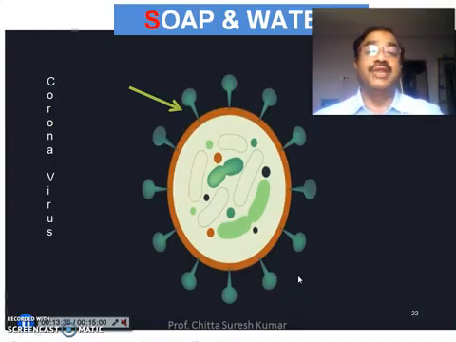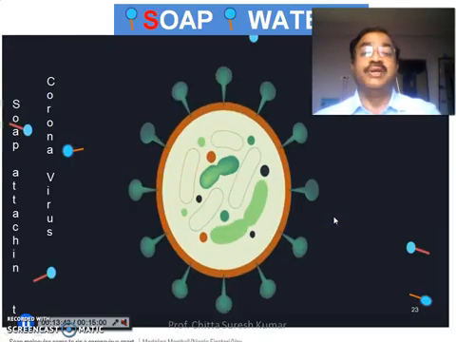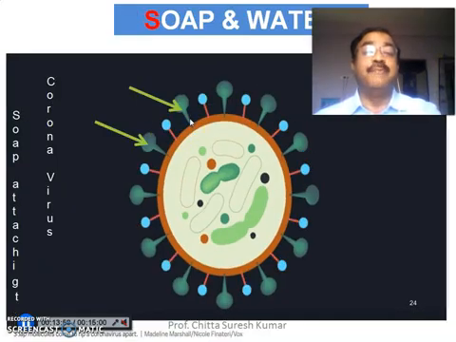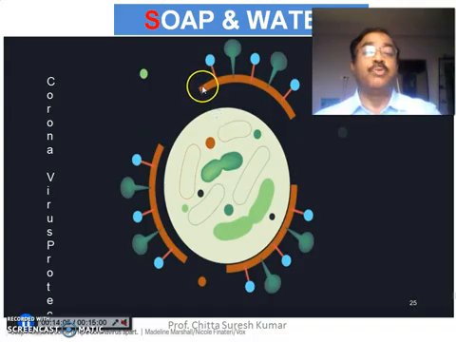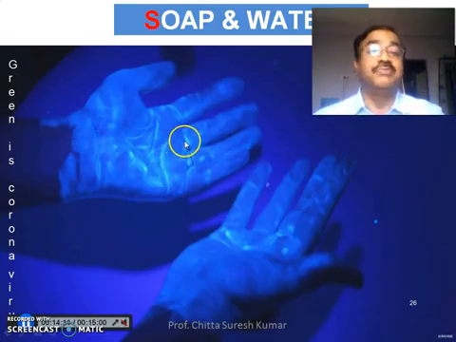Now this gives you a very important point: how simple soap and water gets rid of COVID, the dreadful COVID. This is the COVID virus, and these are the spikes, which are very important receptor proteins, and these are the soap molecules. The soap molecules attach to the viral coat lipids, since there are membrane lipids in the viral membrane. These membrane lipids get solubilized by the soap water, the viral coat protein breaks down, and the virus cannot work. This is the picture which I am showing you.